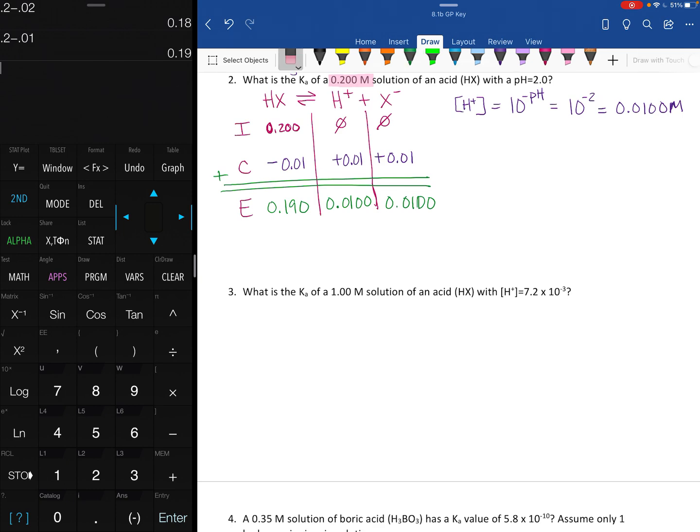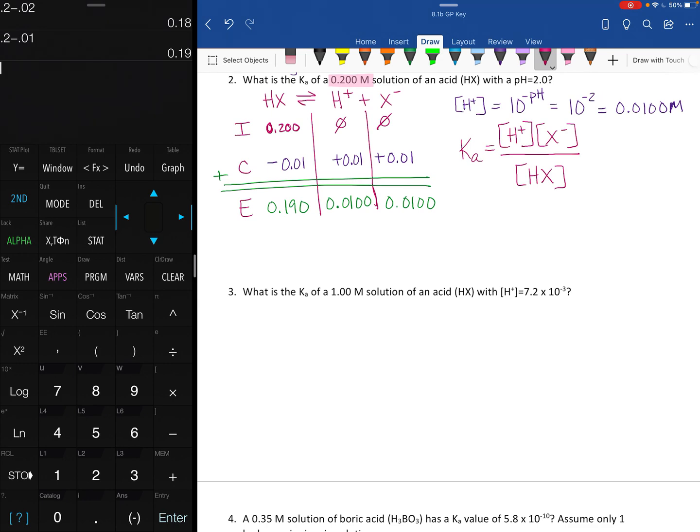All right, so now what we need to do is go ahead and plug this into our equilibrium expression so that we can determine what Ka would be. And so we want to write that expression. We know that our expression is going to be Ka is equal to, and it's always products over reactants, so the hydrogen ion times the anion over the weak acid, or the acid.